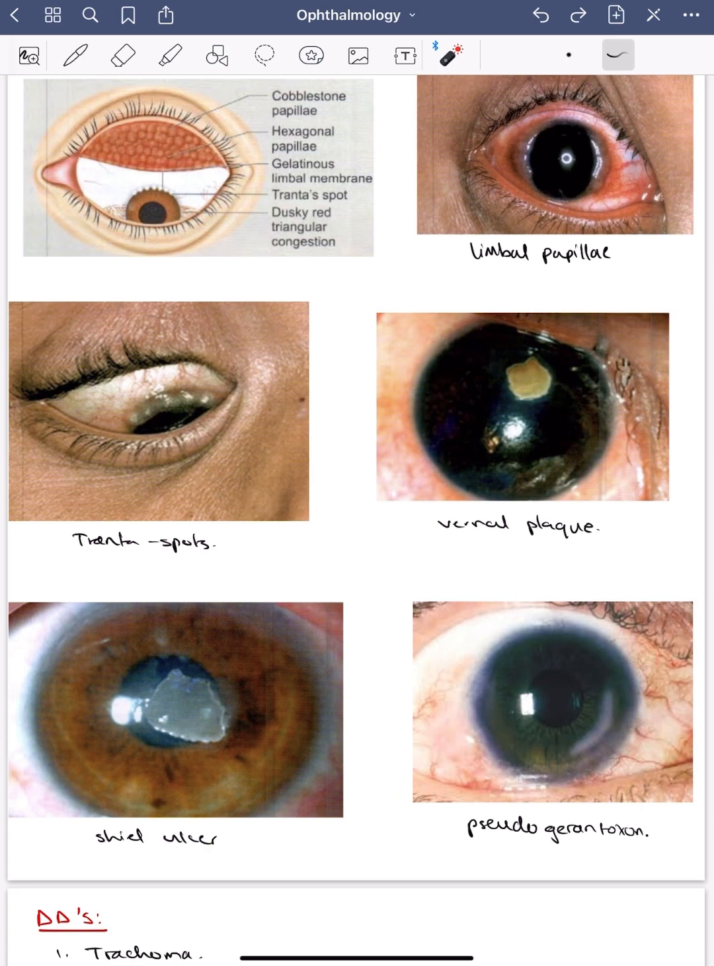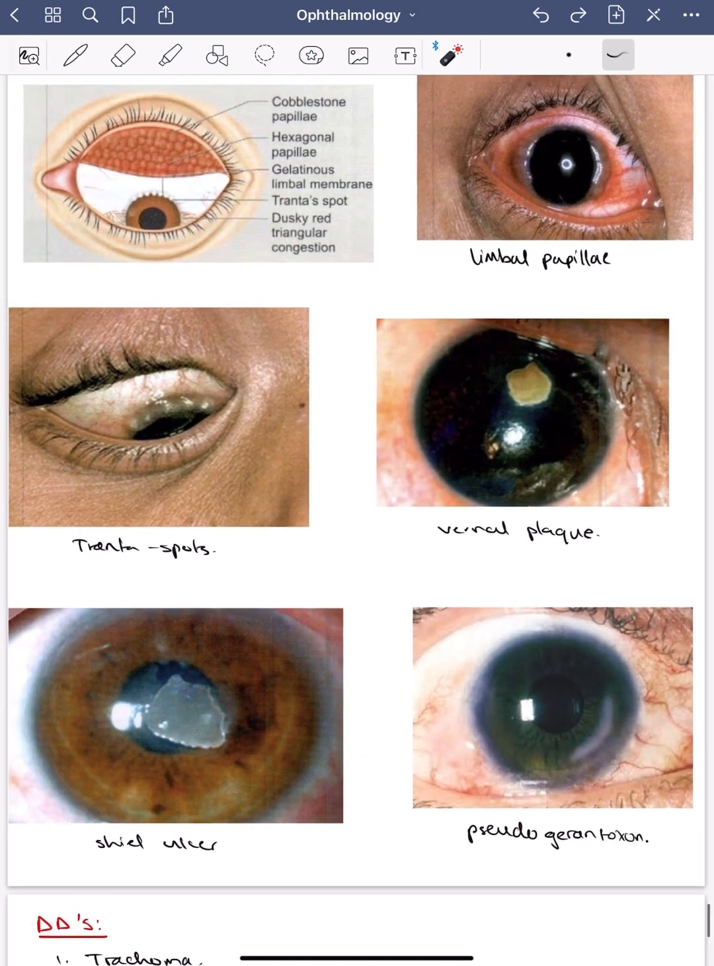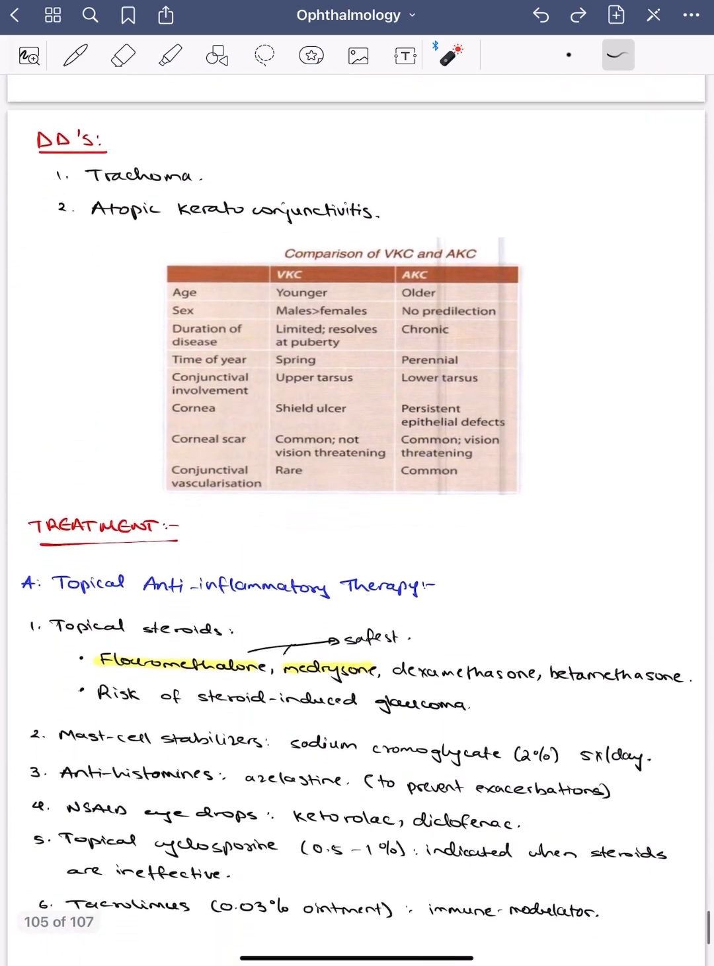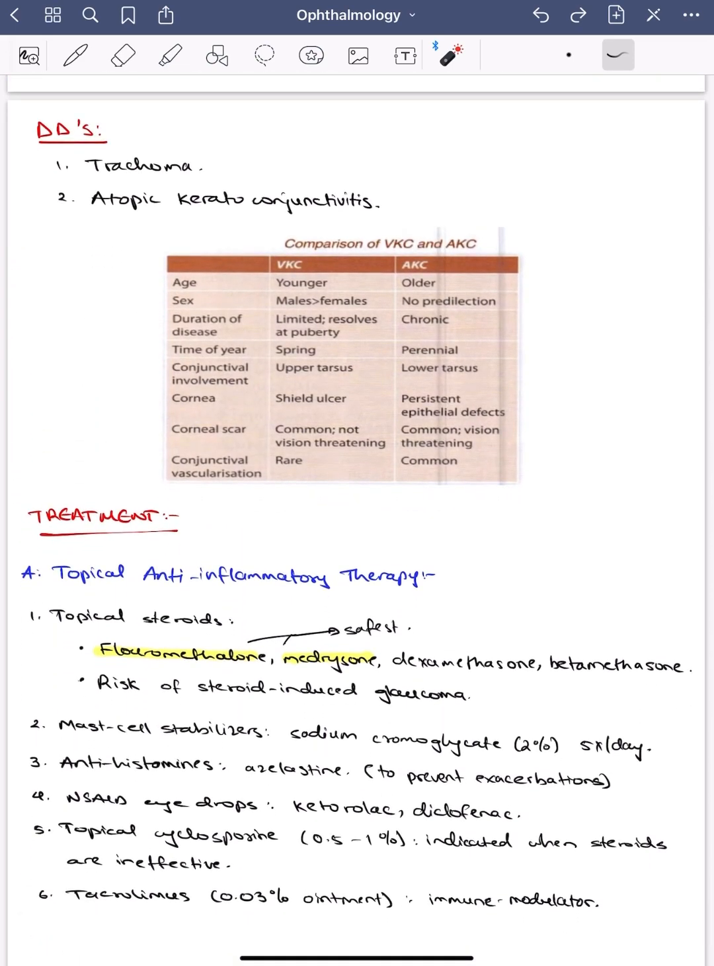This shows the vernal corneal plaque due to the accumulation of exudates within the corneal erosions. This is a shield ulcer, which is a shallow ulcer seen in severe form of VKC, and this is the pseudogerontoxon, which is a lesion resembling the arcus. Now the differential diagnoses of VKC are: number 1, trachoma, and number 2, atopic keratoconjunctivitis.